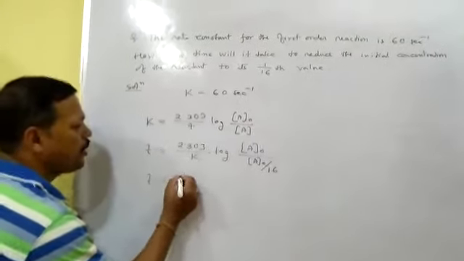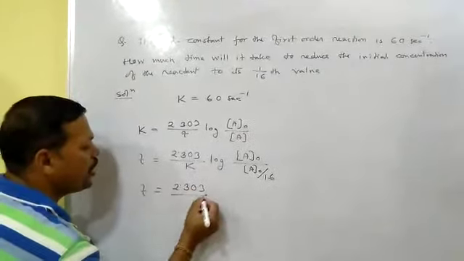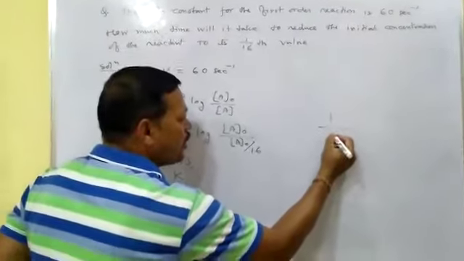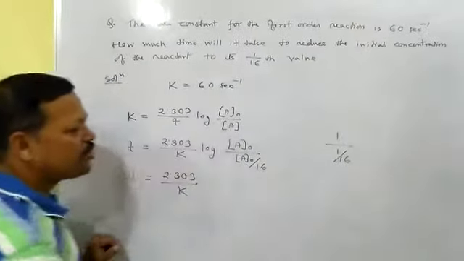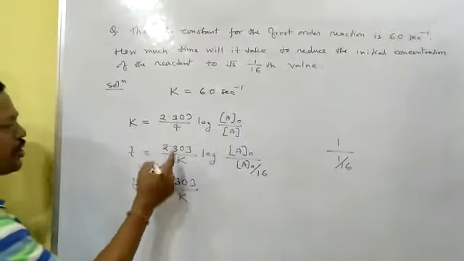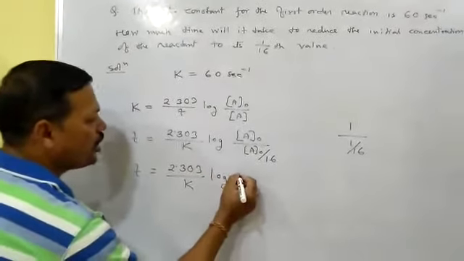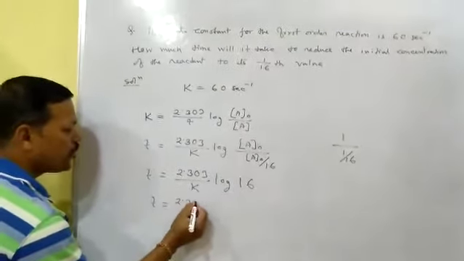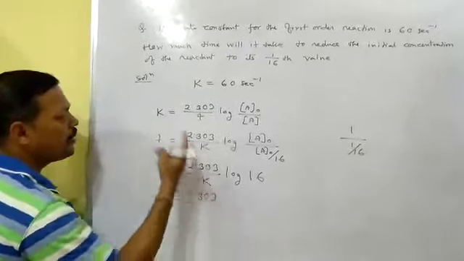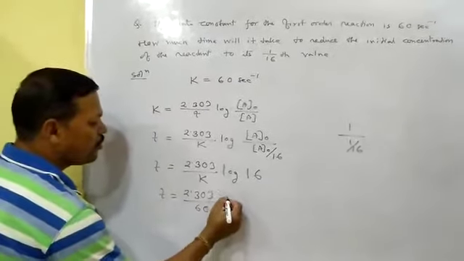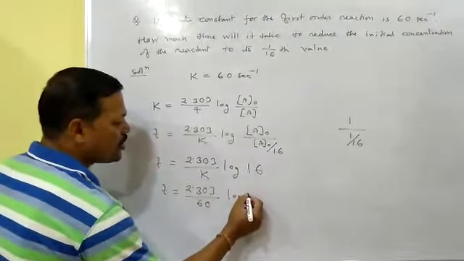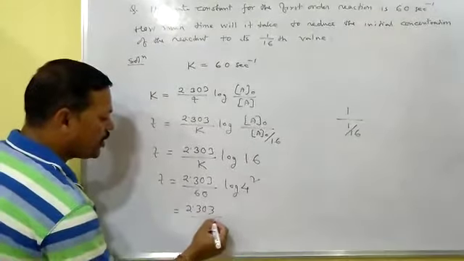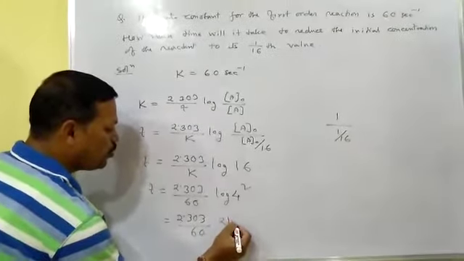So time is equal to 2.303 divided by k. You can also write it like this: if you consider initial as 1, then present will be 1/16. You will get the same answer. 2.303 by k, log of, a naught will be cancelled, you will get log of 16. So t is equal to 2.303 divided by k, and you know the k value, 60, into log of 16. Log 16 you can write as log 4 square, so 2.303 divided by 60, into 2 log 4.